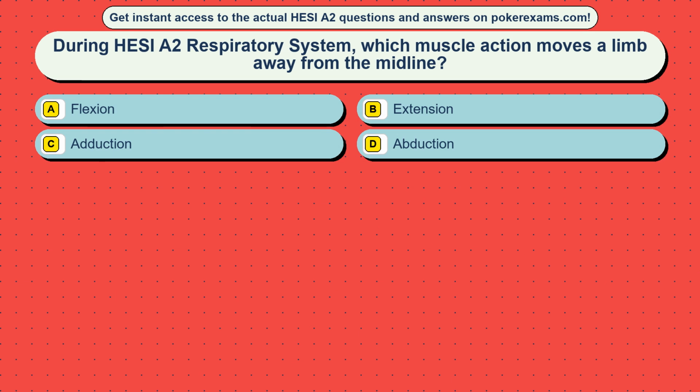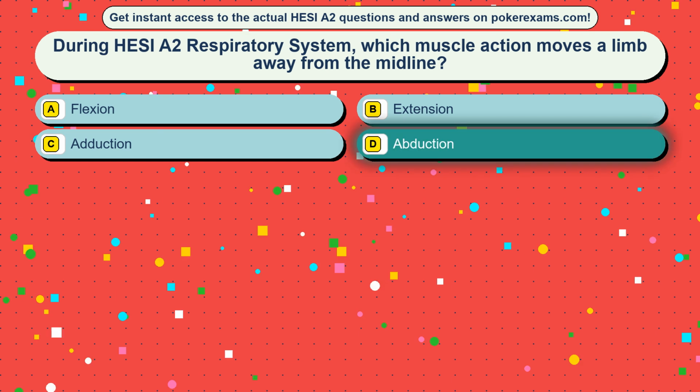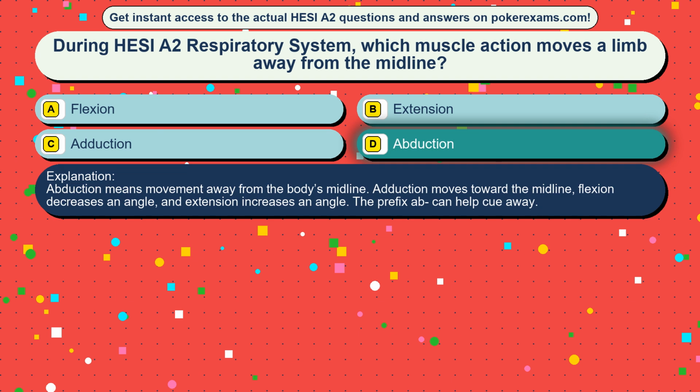Question 31. During HESI A2 respiratory system, which muscle action moves a limb away from the midline? Option A, flexion. Option B, extension. Option C, adduction. Option D, abduction. The correct answer is option D, abduction. Abduction means movement away from the body's midline. Adduction moves toward the midline, flexion decreases an angle, and extension increases an angle. The prefix AB can help cue away.